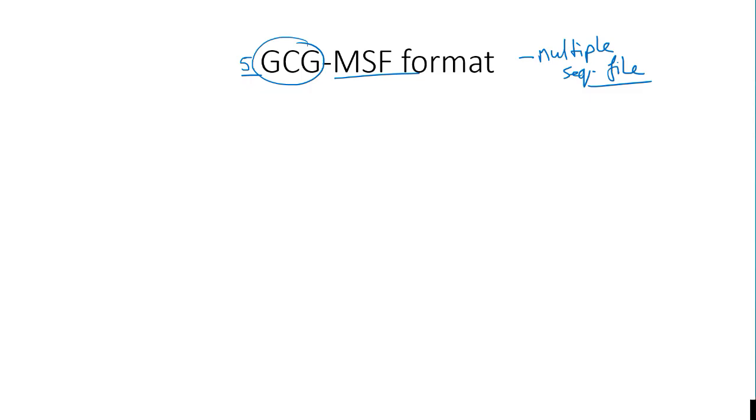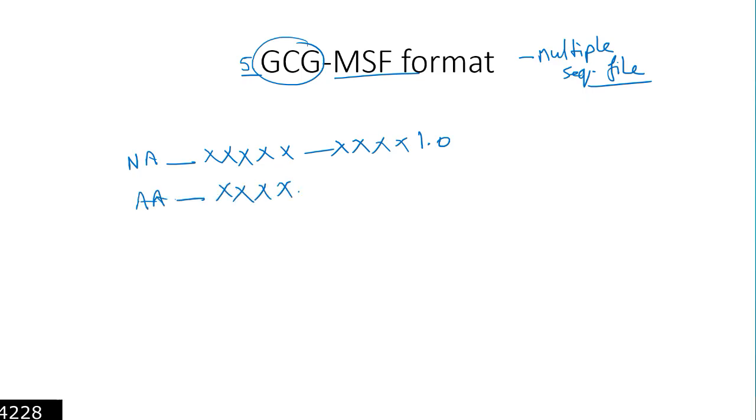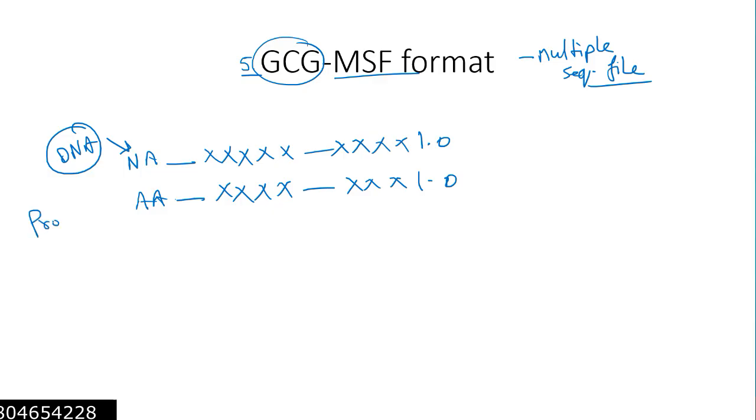Okay. So what is the file format? It will be something like NA underscore whatever value, and then finally at the end it will be the version, or it can be AA, whatever it is. This is for DNA and this is for protein.